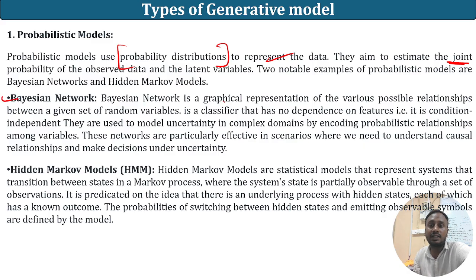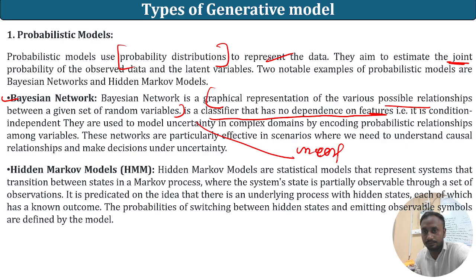Then what we have is the Bayesian network. A Bayesian network is actually a graphical representation of the various possible relationships for a given set of variables. The classifier has no dependence on the features; it is conditionally independent. They are used to model uncertainty by encoding the probability distribution relationships among the variables.